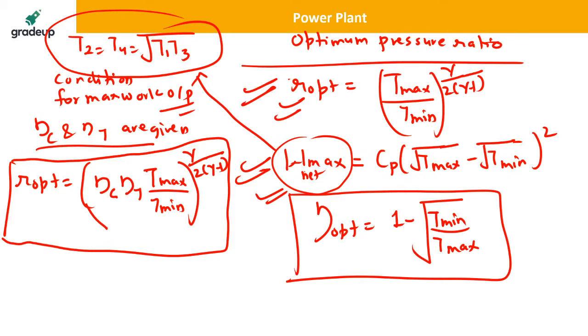Yes, clear? Tell me everyone, is it clear to everyone or not? Hurry up, quickly tell me. These are very important formulas for the Brayton cycle.